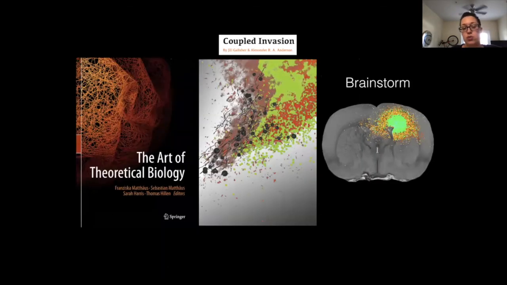And so, I just wanted to mention, there's so many beautiful agent-based models. You often get these really beautiful images, and so this work inspired this middle picture here in this book, The Art of Theoretical Biology, where we took part data and part model and fused them together and called that coupled invasion. I also submitted this one on the right that didn't get accepted, but I still really like it. We called it Brainstorm. So I just wanted to shout out about that.